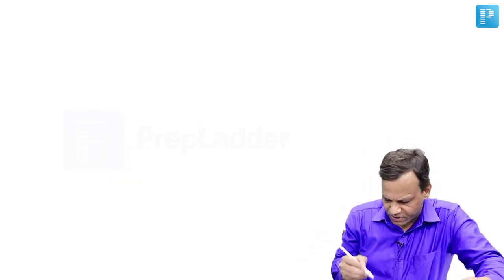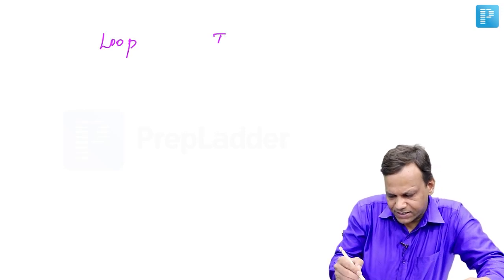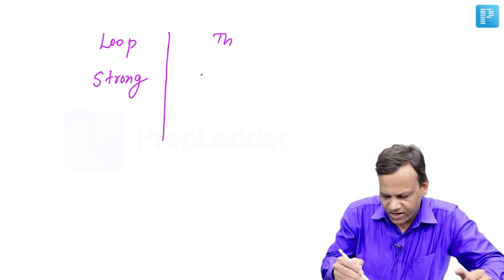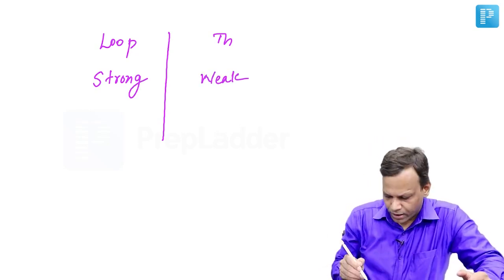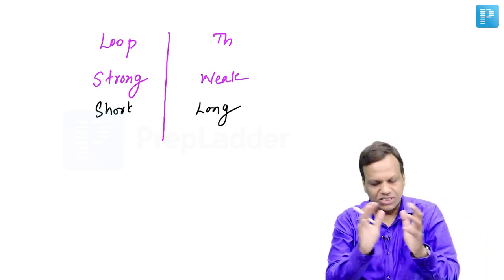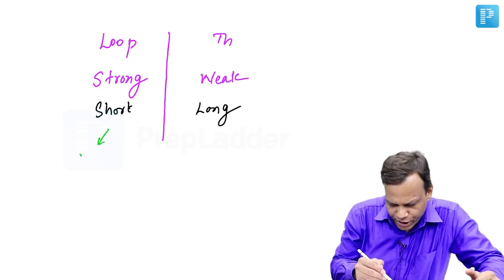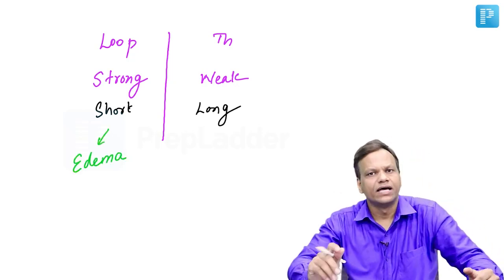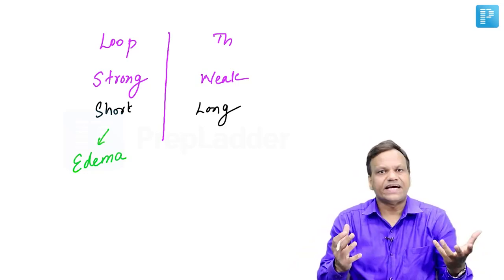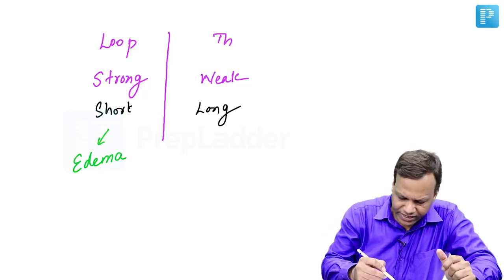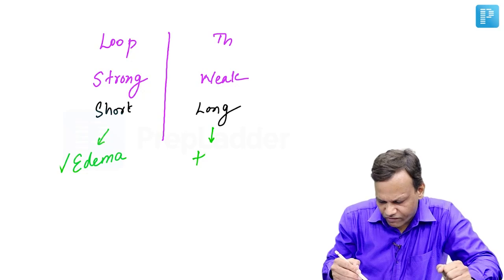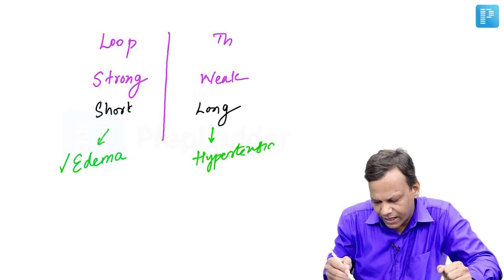Now, the main difference between loop diuretics and thiazides is that loop diuretics are strong diuretics, also called high ceiling diuretics, whereas thiazides are not that strong. Loop diuretics are usually short acting, but the thiazide effect is long lasting. So due to these differences, loop diuretics are mainly used whenever there is edema, as in congestive heart failure, pulmonary edema, and ascites. Wherever there is edema, to mobilize the fluid, we mainly use loop diuretics, whereas thiazides are mainly used in hypertension. They are first line drugs in hypertension.